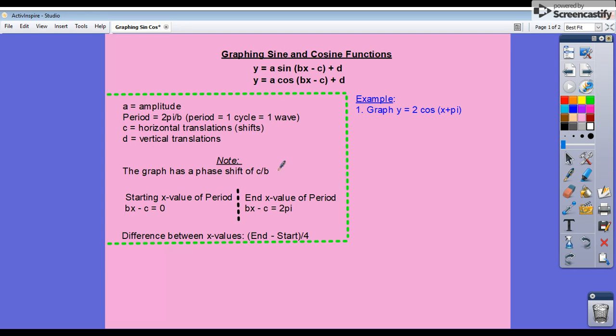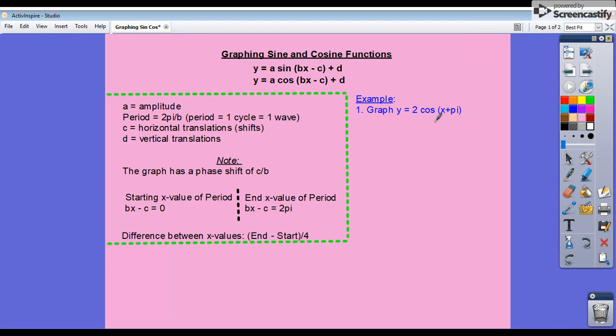This graph for sine and cosine will always have a phase shift of C over B, which are the values in the parentheses. To find the start value, you set your parentheses equal to 0 because that's where the start of one circle is. And to find the end value of one period, or one cycle, or one wave, you set your parentheses equal to 2 pi. And then from there, you'll solve for x. So I put up an example here.